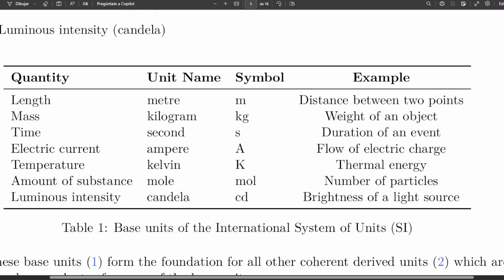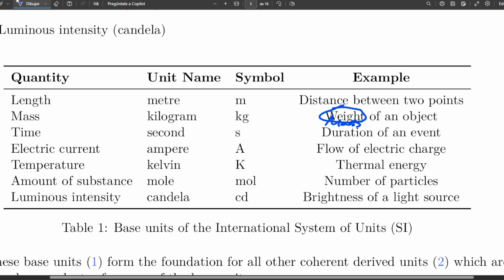measured in mass. Weight of an object is actually a bad example. I think I should change this, sorry. Because weight of an object is not correct. This should be something like mass of an object. Because weight and mass are different things. We'll talk about this in later videos.